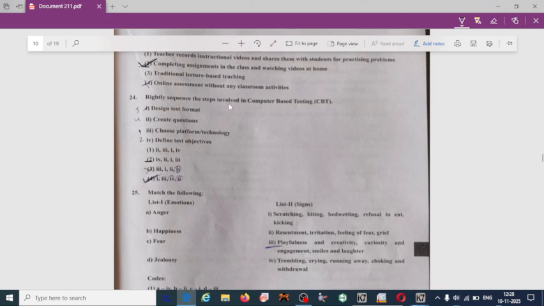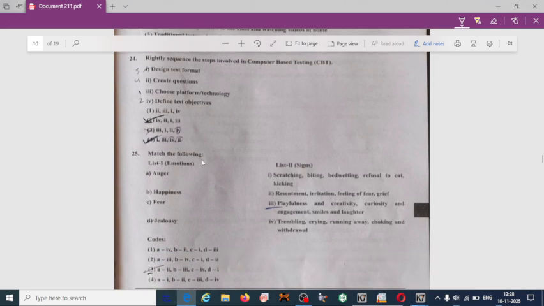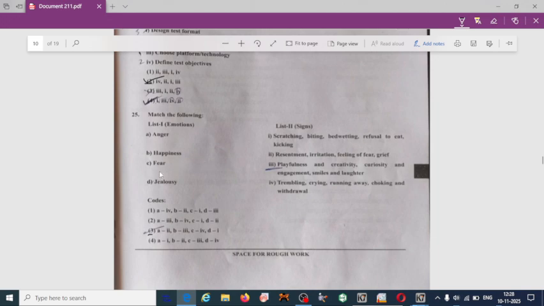Rightly sequence the steps involved in computer based testing, CBT. So option 2 is correct here. Fourth, second, first, and third. In that order you have to arrange. Match the following: anger, happiness, fear, jealousy. So option 3 is correct here.